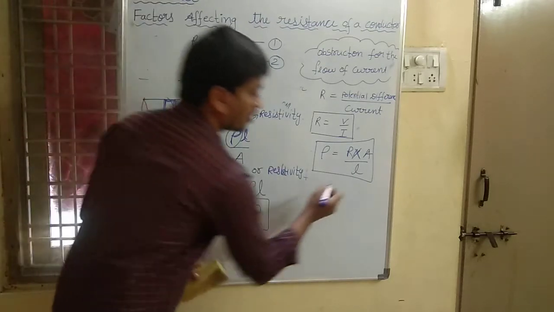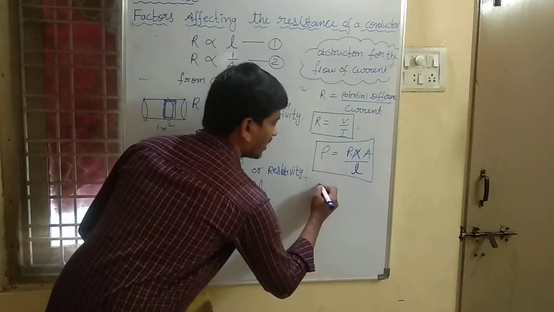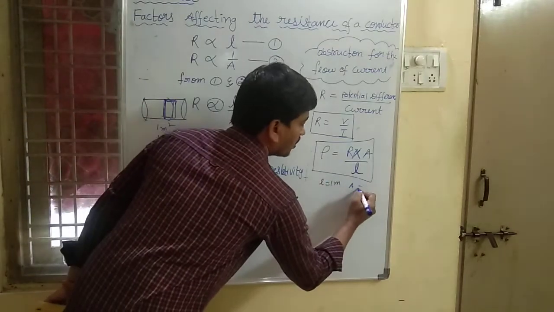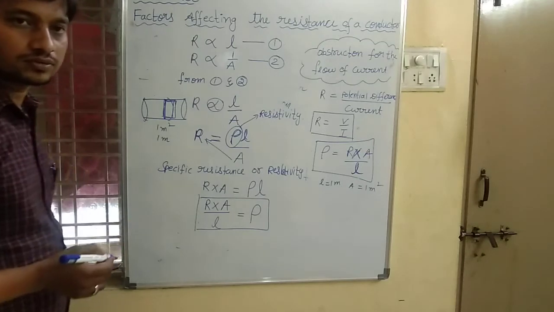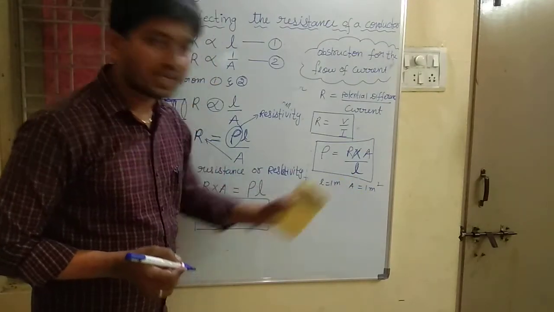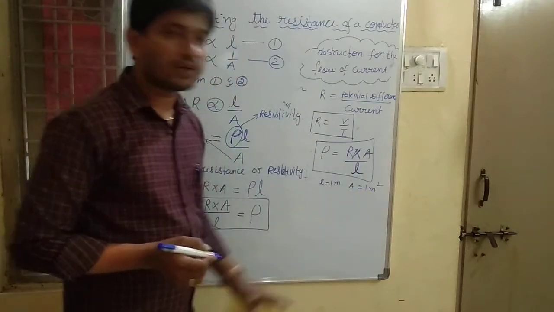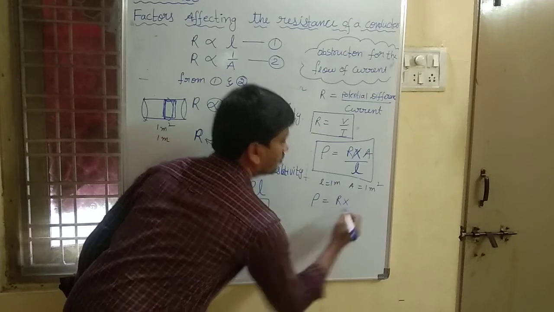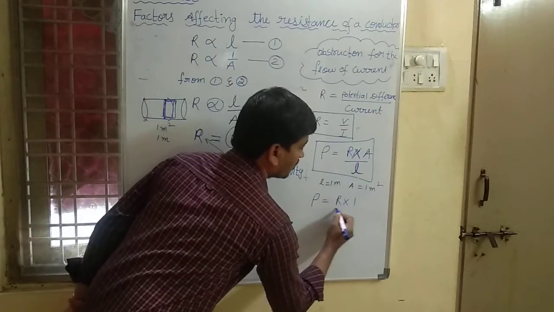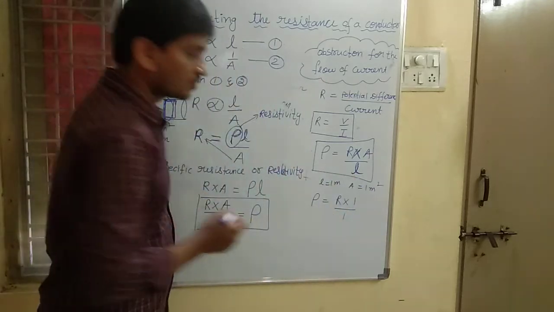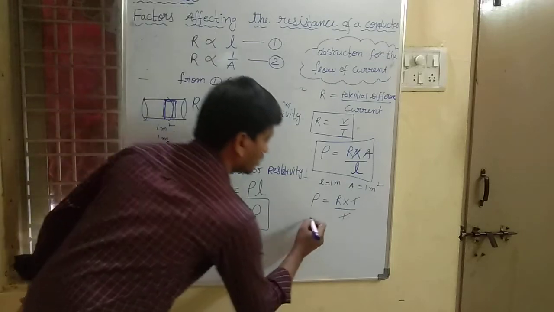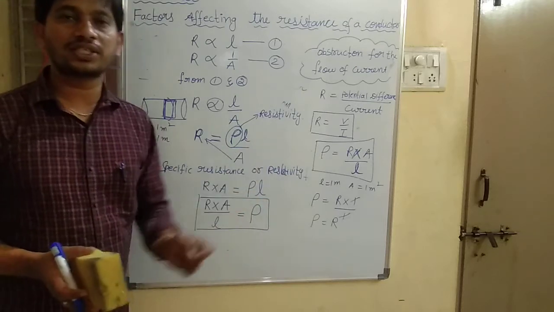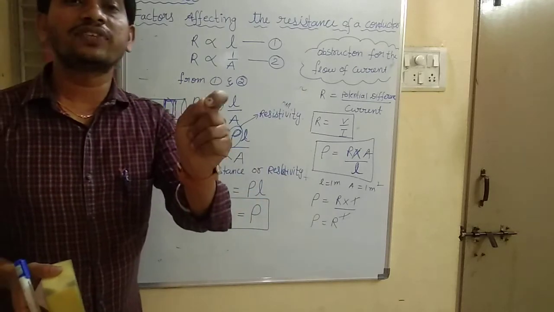Let me take the length of the conductor L equal to 1 meter and area of cross section A equal to 1 meter square. Then I can say that rho equal to R into area, 1 meter square, by length of the conductor, 1. So 1 gets cancelled. So rho equal to R. Here rho is specific resistance, or else we can call it resistivity.